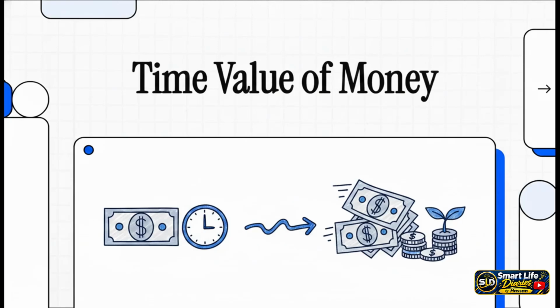Welcome to this explainer. Today, we're diving into what is basically the ultimate financial cheat code, the time value of money. If you've ever thought a dollar is just a dollar, no matter when you hold it, get ready for a serious perspective shift. The reality is, the value of money isn't static. It changes depending on exactly when it's sitting in your hand.